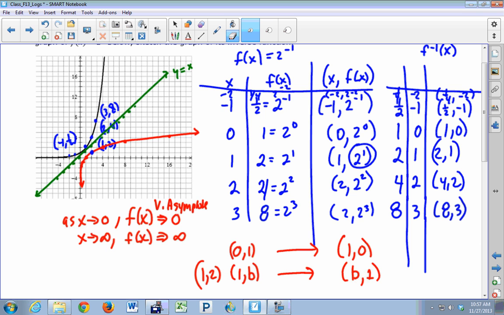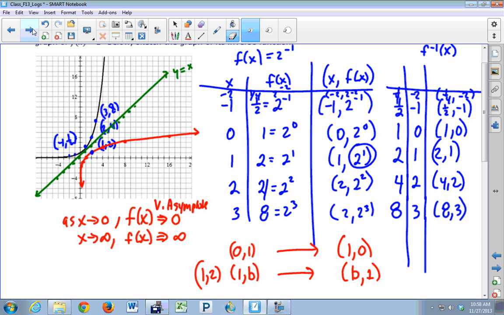Whew, that's a lot of work, but you see that as this one increases to infinity, this one is decreasing to negative infinity. As this approaches the x-intercept, this is now approaching the y-intercept. So it makes sense for all that we've learned, but we still don't know the name of this thing, right? We don't know the name of it.